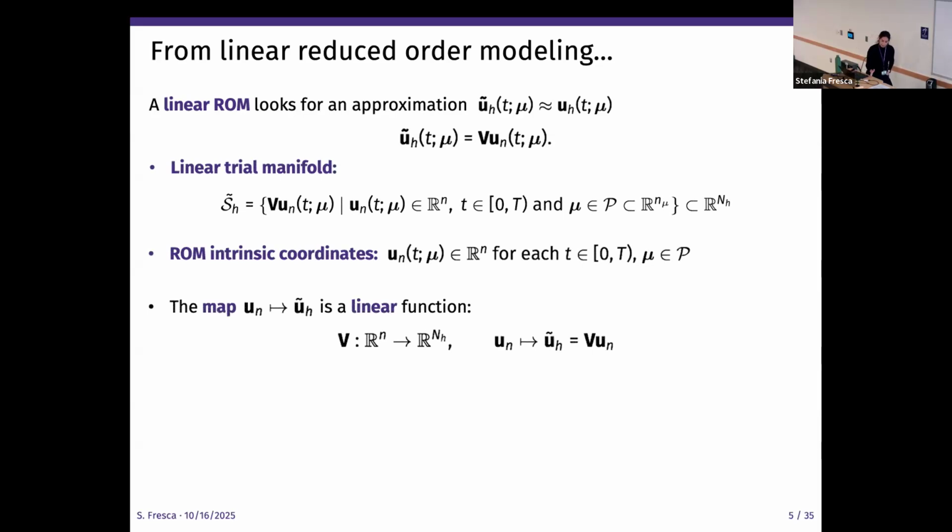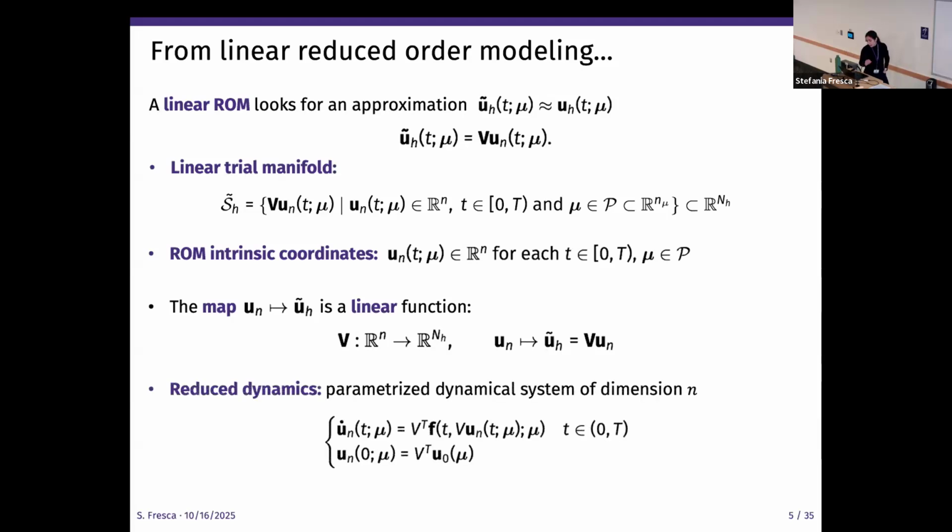Obviously, the function mapping the low-dimensional intrinsic coordinates to the high-dimensional ROM approximation is linear, and the reduced dynamics is described by means of a parameterized dynamical system which has a dimension smaller than the full-order dimension, obviously. The point here is that for any new instance of the parameters, in this setting, we need to solve a dynamical system.